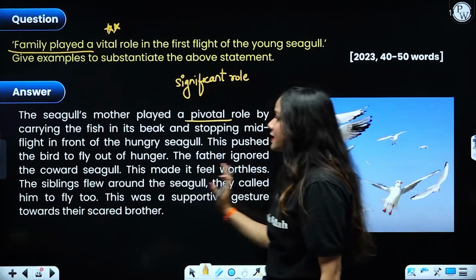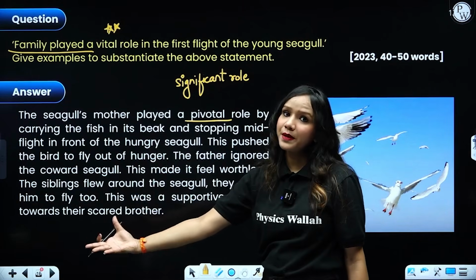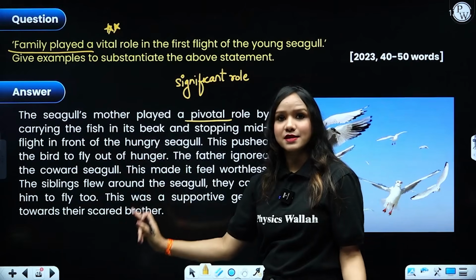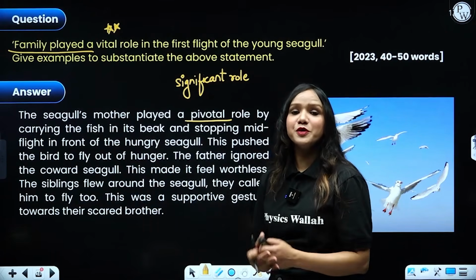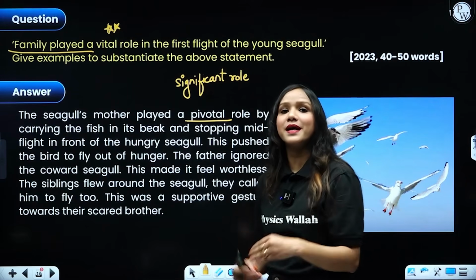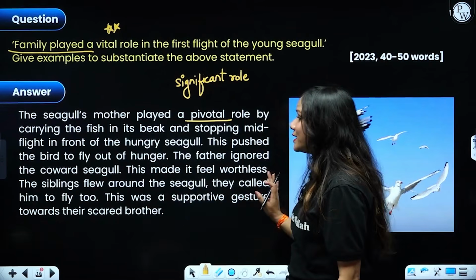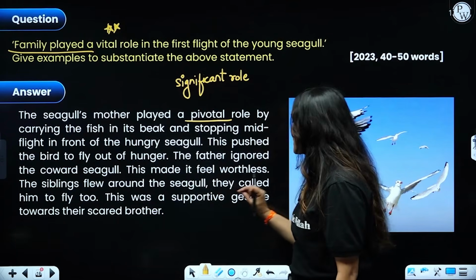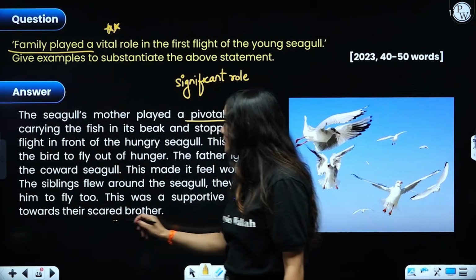So the father ignored the coward seagull for his act of cowardice. His siblings also ignored him. But the moment he got successful in his flight, all the family members applauded him, they appreciated him, and they flew closer to him, and they just enjoyed his flight. This made it feel worthless. The siblings flew around the seagull. They called him to fly too. This was a supportive gesture towards this scared brother.